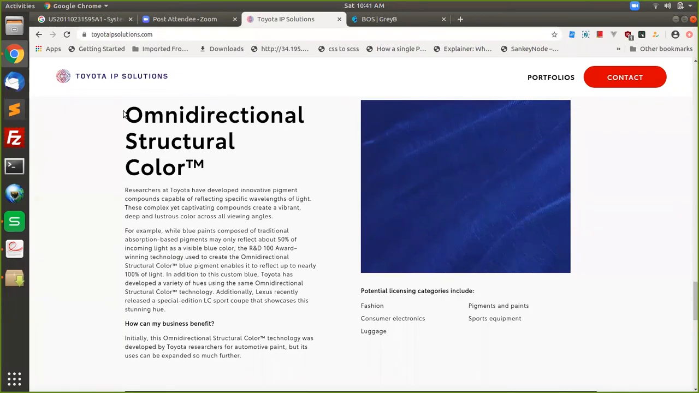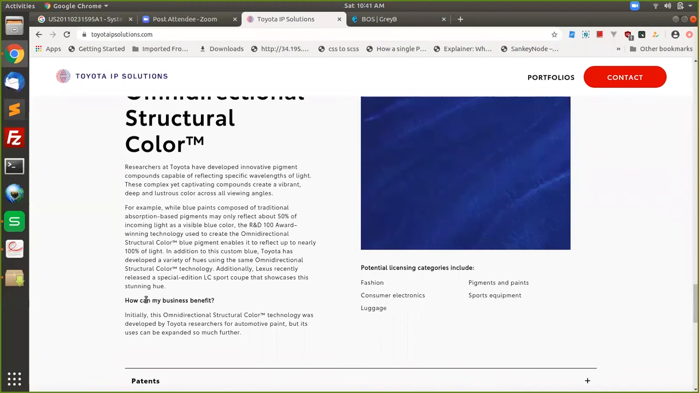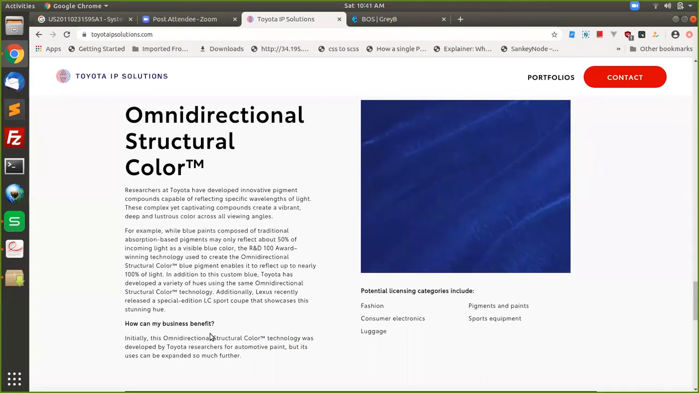Yeah. So when we look at the omnidirectional color technology, they actually designed this for coloring automobiles. As you can see here, initially this technology was developed by Toyota for automotive paint, but its uses can be expanded so much further. This technology can be used in many devices, and it produces a vibrant and very lustrous color across all viewing angles. So this can be used in fashion, consumer electronics, luggage, and these are the patents.